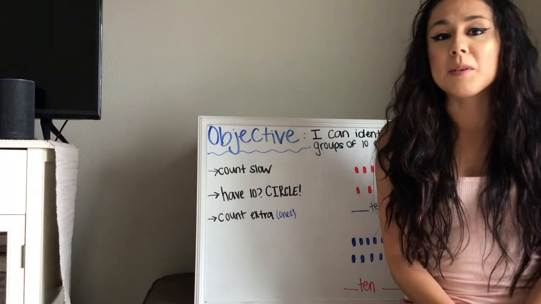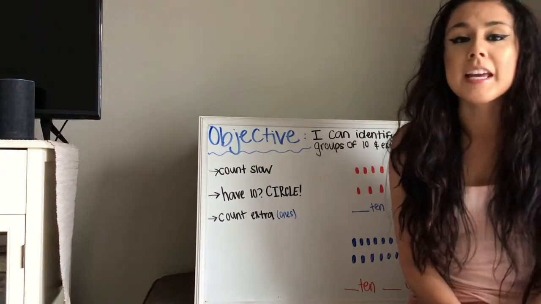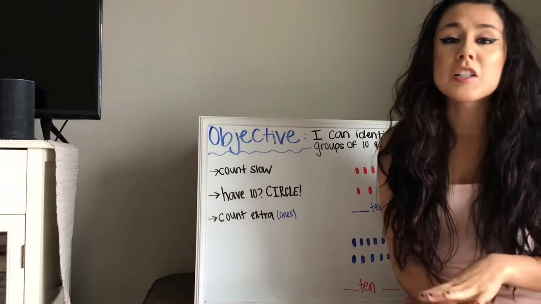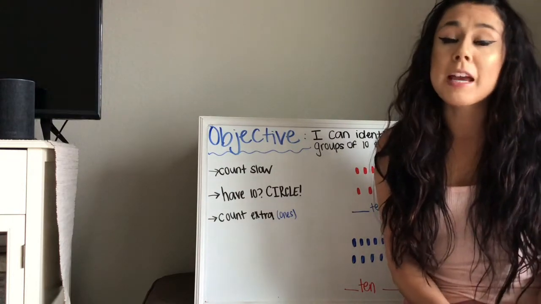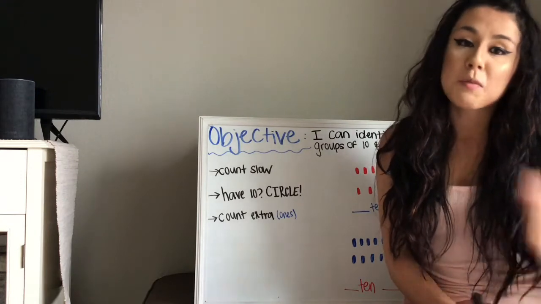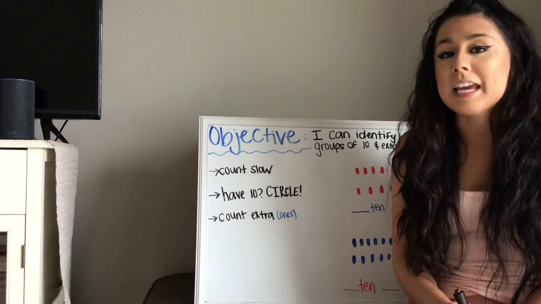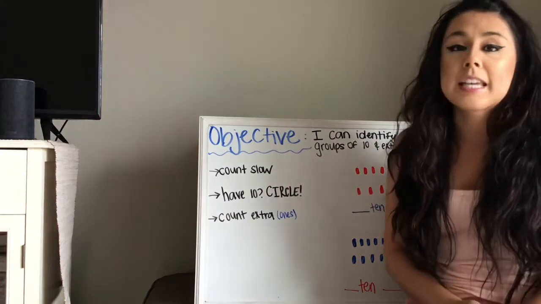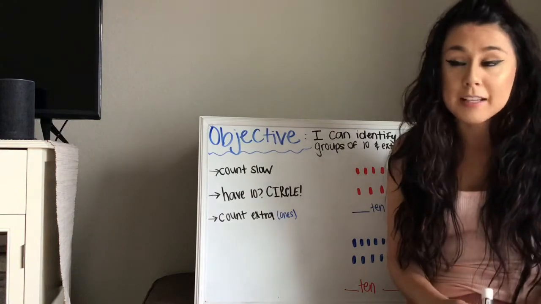To today's math video. Today for math, your goal, your objective is: I can identify groups of 10 and extra ones. Now we've done a topic like this before, so I'll link it in the description box below. I'll also link a couple counting videos and math songs that'll be helpful for you for this lesson. So when you're counting the groups of 10s and the extra ones, I want you to make sure to count slow. A lot of times we make silly mistakes when we're trying to count super fast.